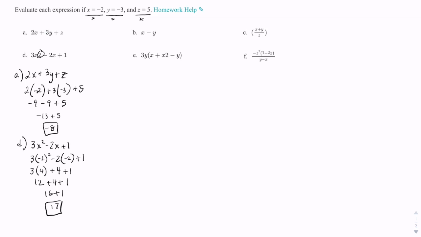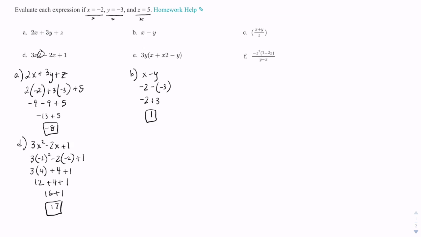So now let's come up here and do B, right? B, I have x minus y. So x is negative 2 minus y, which is negative 3. So negative 2 minus a negative is negative 2 plus 3, which comes out to be 1.